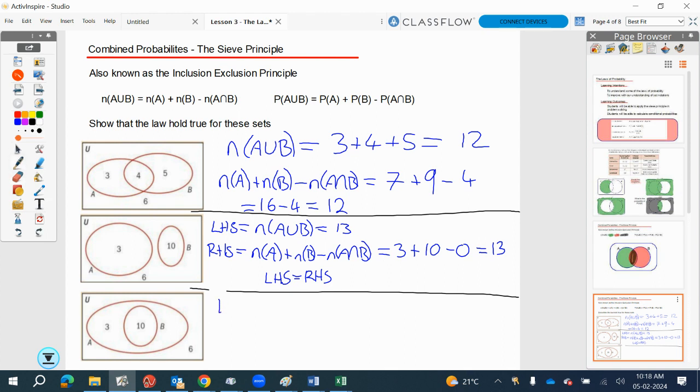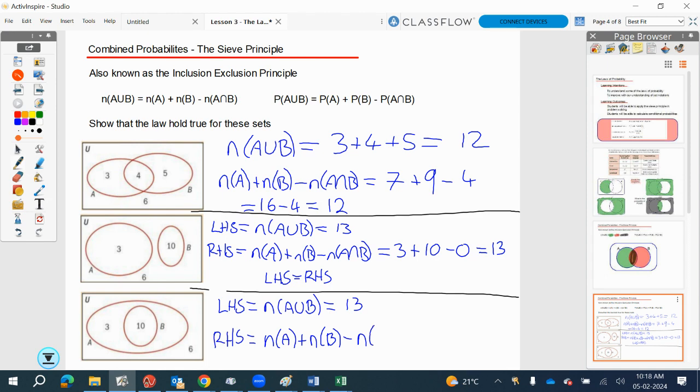I'll go super formal. The left-hand side. What is the left-hand side of the equation we're trying to show? It's the number of elements in the union of A and B. How many elements are there in the union of A and B? 13. The right-hand side. What is the right-hand side of the equation? Sorry, Yasmin? Number of A plus number of B minus A.